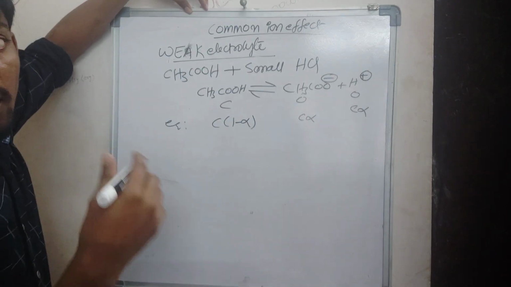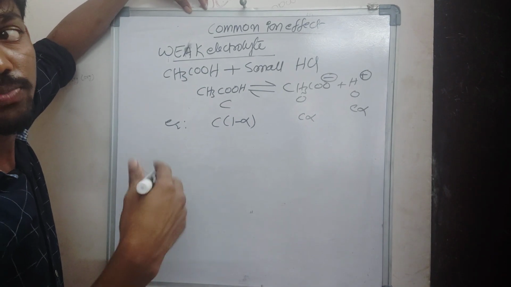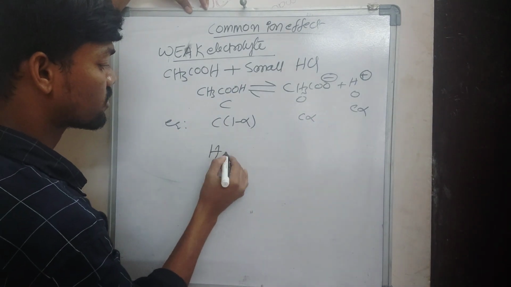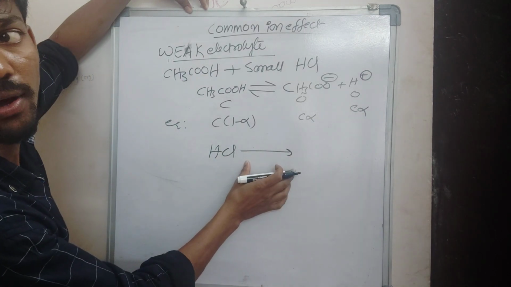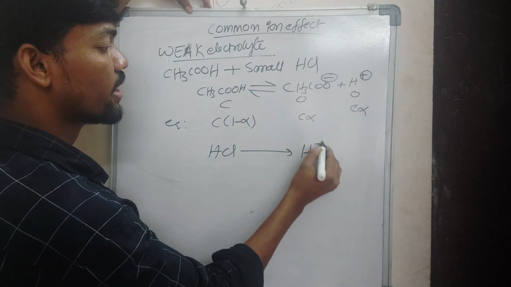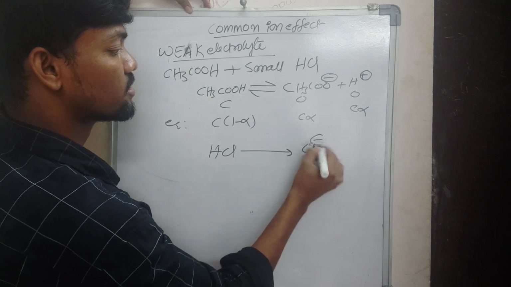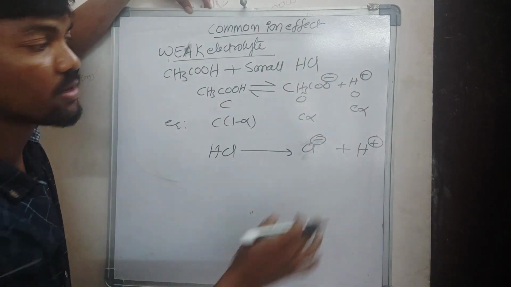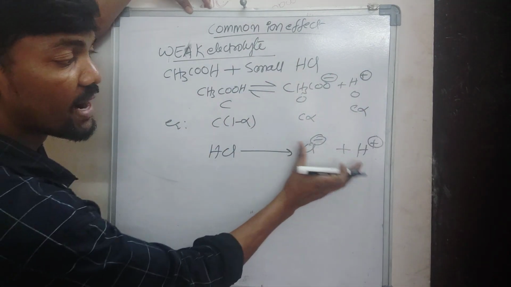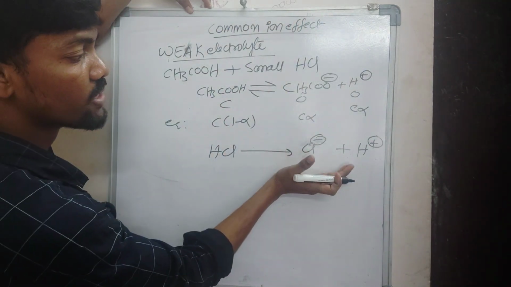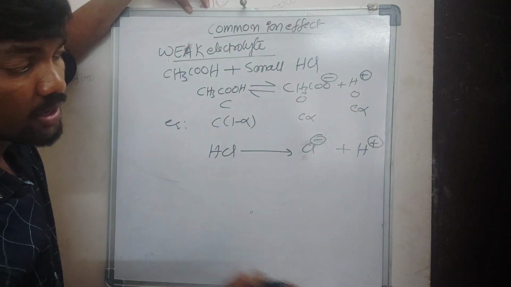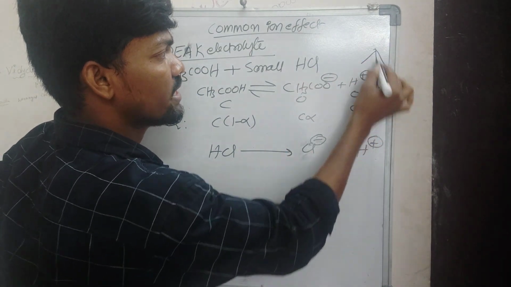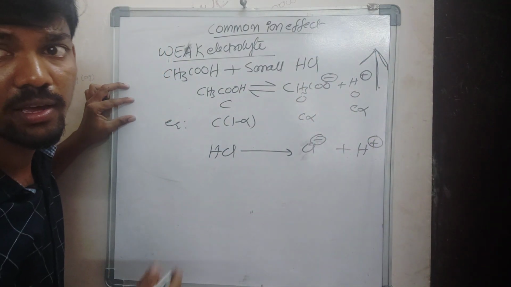HCl, in the presence of ions, how does HCl molecule divide? This is a strong acid with only one arrow mark, you know that. So it gives Cl minus and H plus. Among these compounds, which is the common ion? H plus is the common ion. So we are adding H plus from a strong acid to this one. If we add this here, what happens? The H plus concentration will increase.